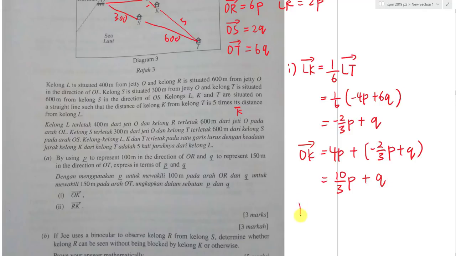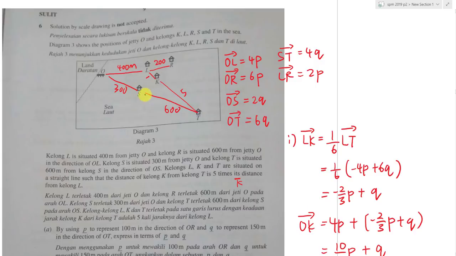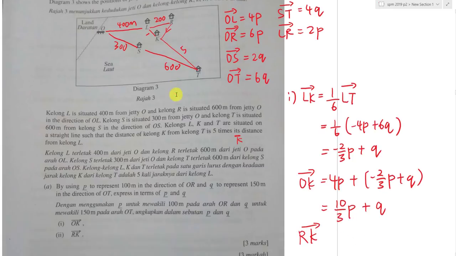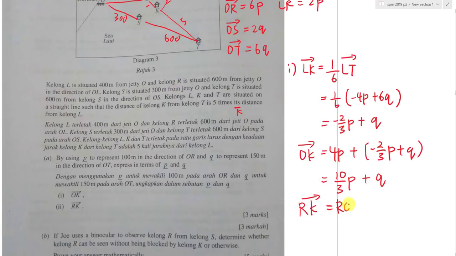Alright, after I got OK, they asked about RK. I need to see where the vector RK is here. R to K. In order to get the RK, I will need some information. I can say RK is equal to RO plus OK. We have RO as negative 6P here, because it's the opposite direction, so we add a negative. Because OR going to RO, we just add a negative.